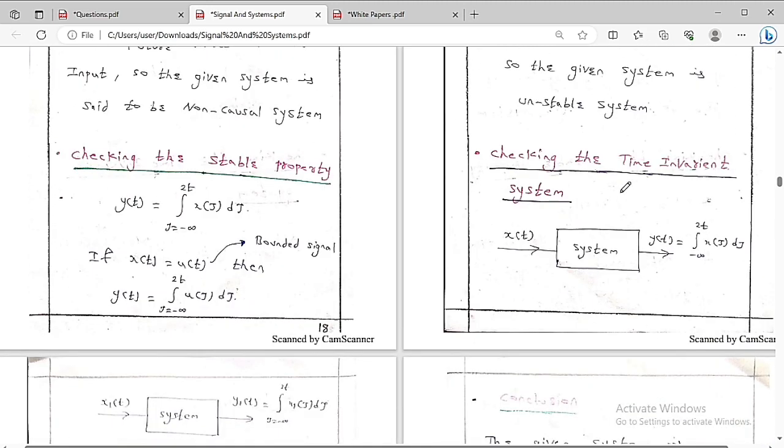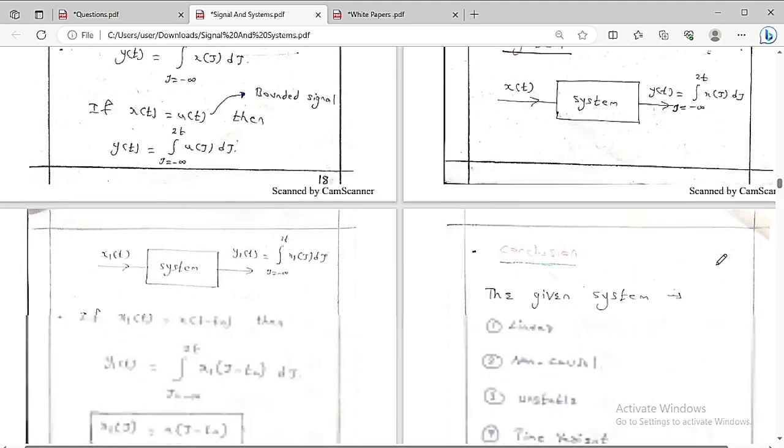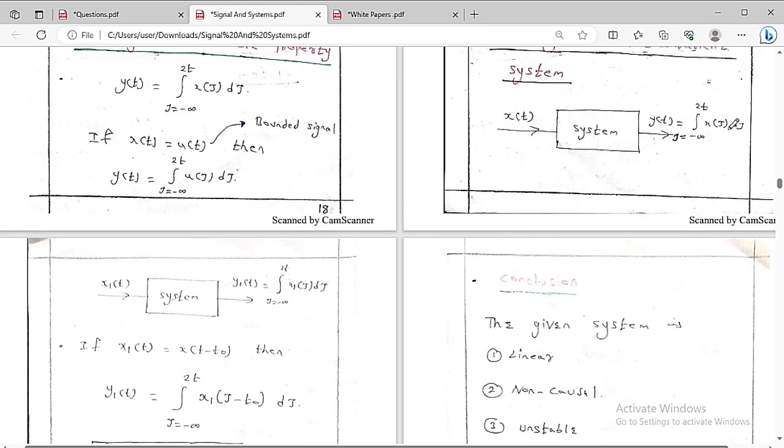Now we are going to check whether the given system is time variant or time invariant. For the system, the input is x of t, then the output is y of t equal to the integration from tau equal to minus t to 2t of x of tau d tau. For the same system, if I use the input x1 of t, what is the output that I am going to get? y1 of t is the integration from tau equal to minus t to 2t of x1 of tau d tau.